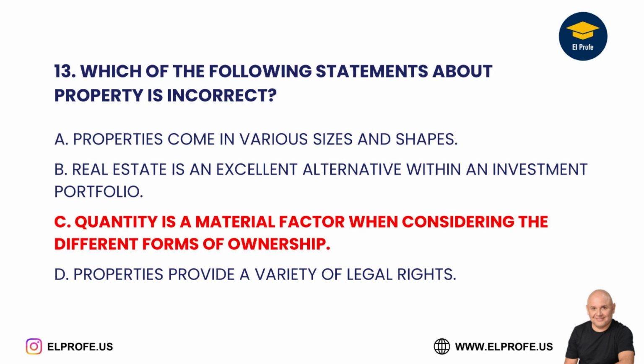It says, quantity is material to consider when determining the different forms of ownership. That doesn't make sense. It's unclear and irrelevant. So that's the incorrect statement. C is your answer.